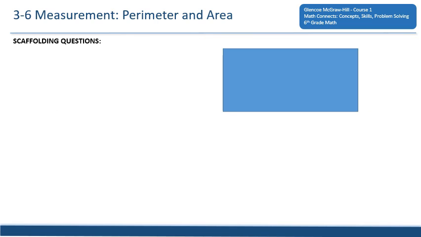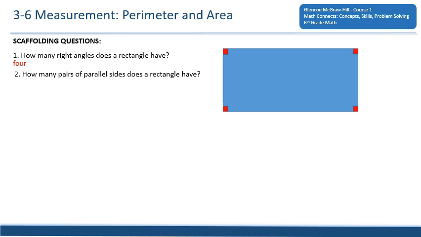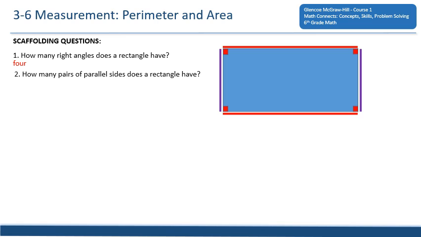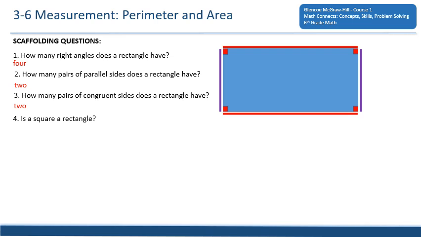Scaffolding questions. How many right angles does a rectangle have? 1, 2, 3, 4. How many pairs of parallel lines does a rectangle have? There's 1. There's 2. So 2. How many pairs of congruent sides does a rectangle have? 2. Is a square a rectangle? Yes, it is. Explain. A square has 4 right angles, 2 pairs of parallel sides, and 2 pairs of congruent sides.